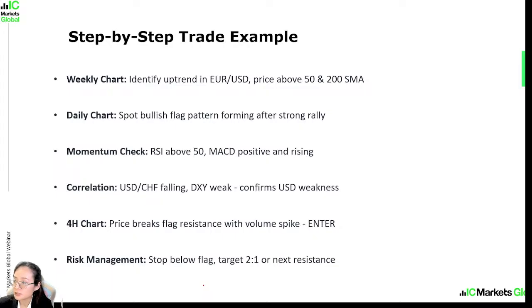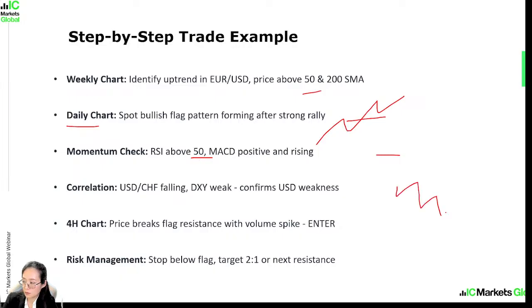Okay, so step by step trade example. For example, you look for the EURUSD price above the 250 or 20 SMA or EMA, up to you. Look at the daily chart first, spot bullish or bearish pattern, or whether price is at the key level or not. After that, you can look for the momentum, whether the RSI or MACD is above 50 or below 50. Above means strong bullish, below 50 is bearish.